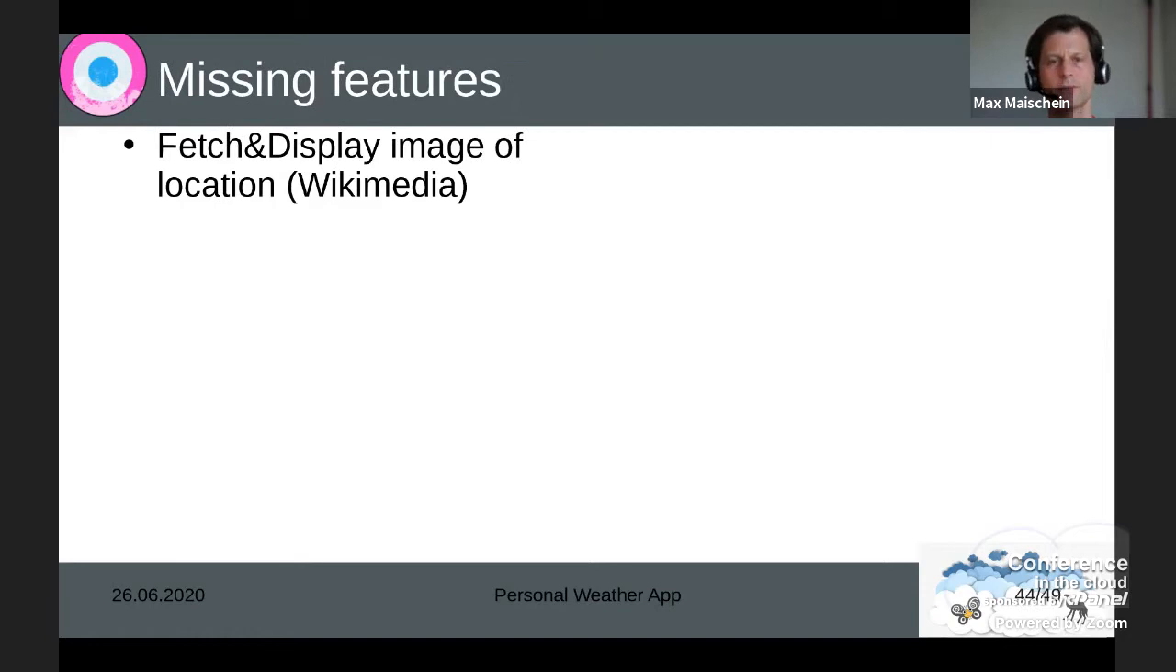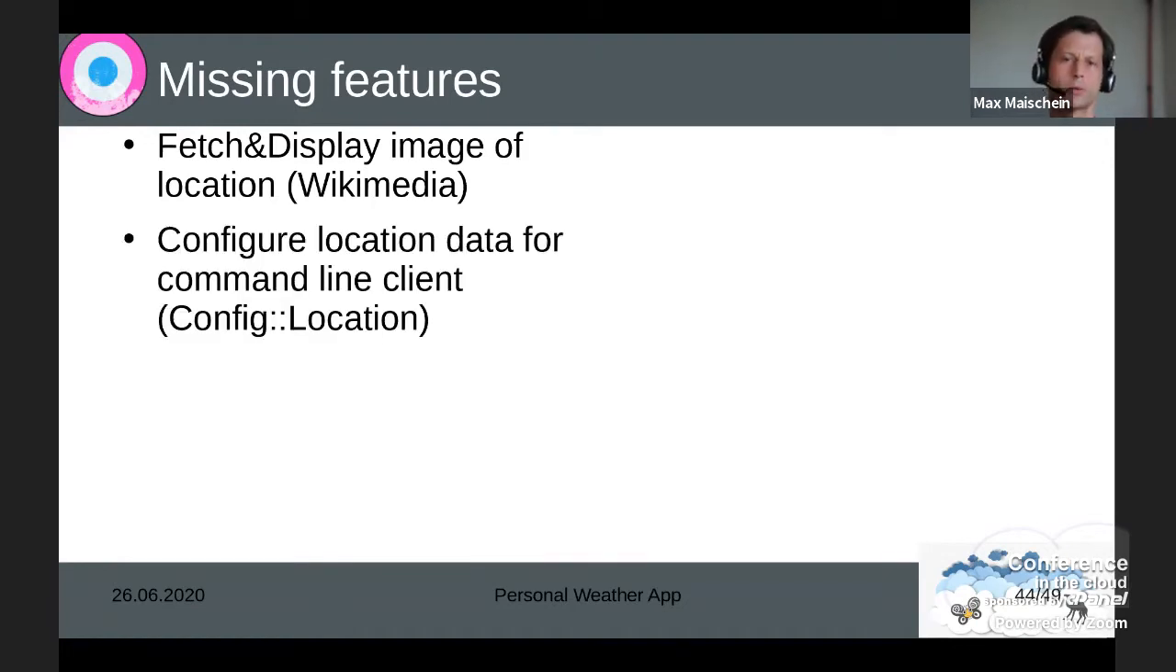What things are still missing from the weather app? I'd like to fetch and display an image of the closest location from Wikimedia maybe. And what I'd really like for the desktop is to configure location data and geofences. So yeah, for several locations, so my notebook can fetch the weather data for my current location, even if it doesn't actually know where it is. But yeah, I don't know of any config file format or something where one could define that.